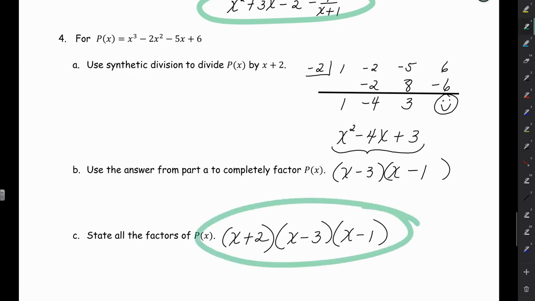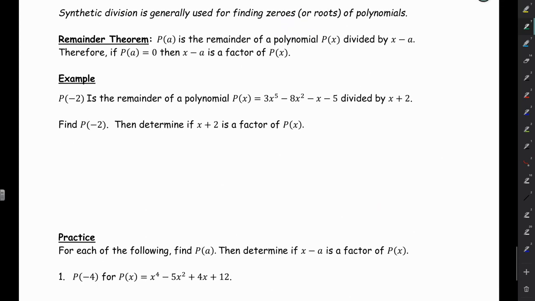All right, that's it for number 4. Now, synthetic division is generally used for finding zeros or roots of polynomials. We have this thing called the remainder theorem. P of a is the remainder of a polynomial divided by the factor x minus a. So if P of a equals 0, if the remainder is equal to 0, then we know that x minus a is a factor. So this sort of just puts into words what we've been practicing all through the lesson.